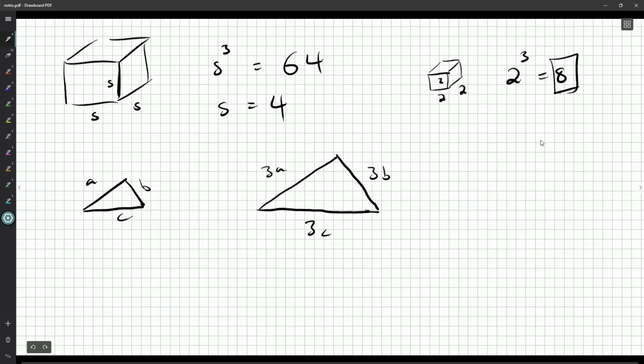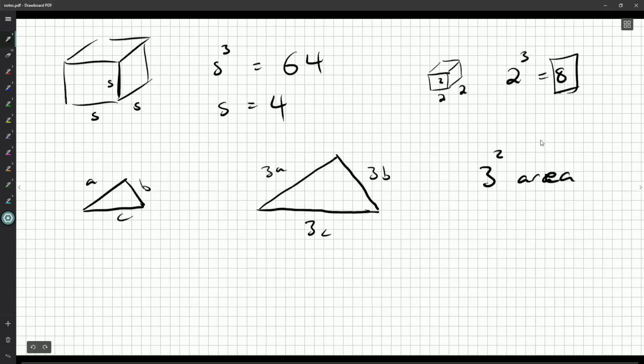What has happened to the area? Well, it turns out the area, it's two-dimensional. It's a flat two-dimensional object. It's got length and width, but no depth. The area is multiplied by that same scaling factor, 3, but we square it because it's two-dimensional.